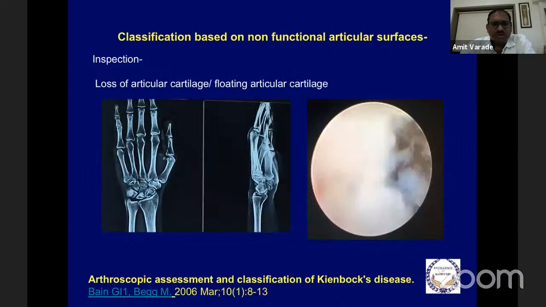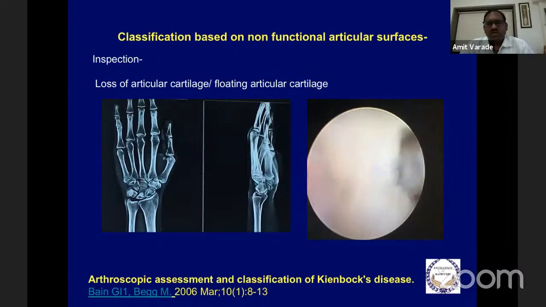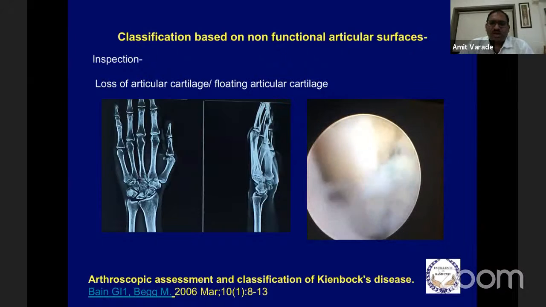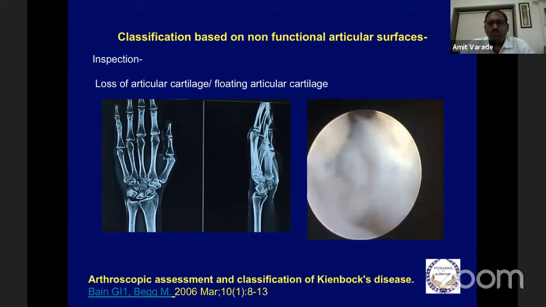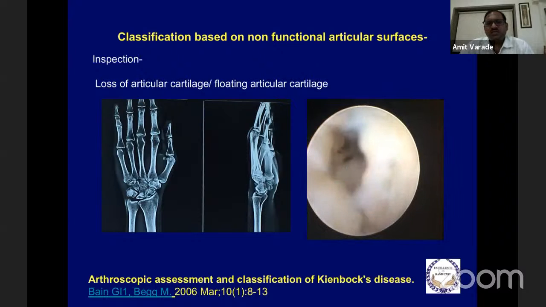When the patient presents late, like in this case of Kienbock's disease, the articular surface is damaged or sometimes floating. If we see arthroscopically, this is the floating articular surface of the proximal lunate. I'm moving it with the probe. Now you all can appreciate. In such cases, we should go for some salvage surgeries.